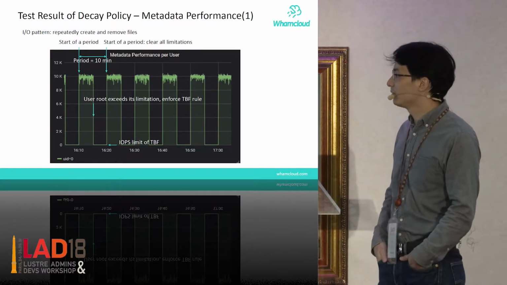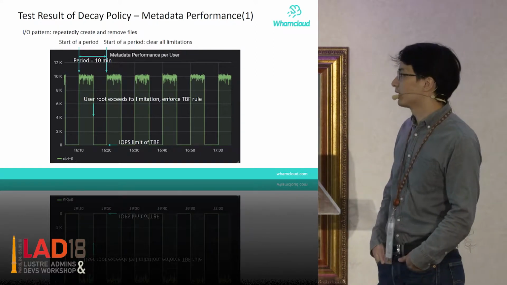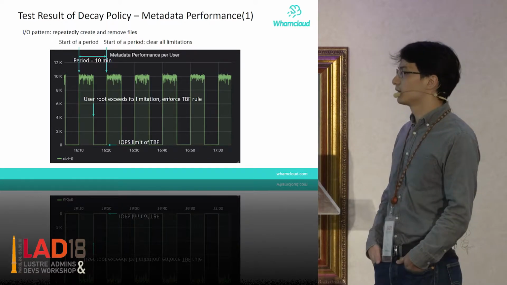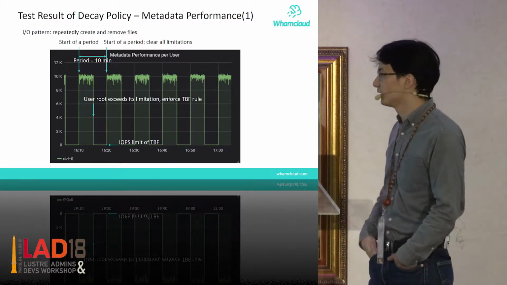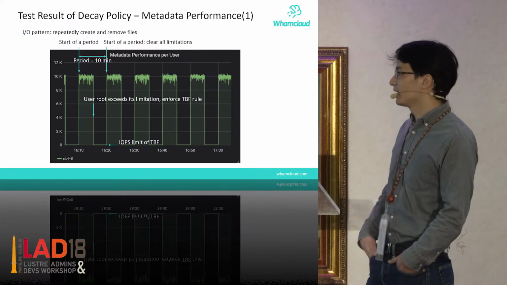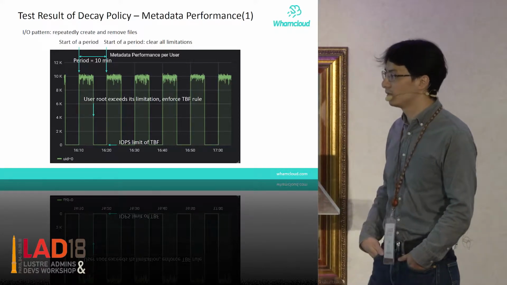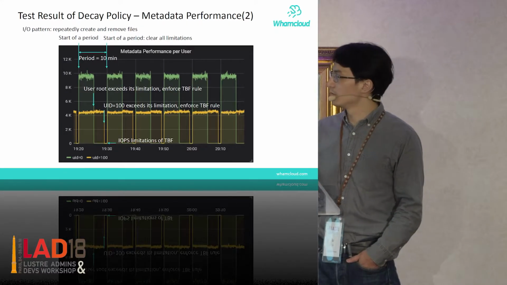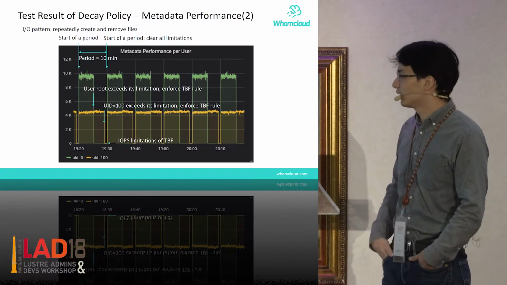So here is the result for the MDT performance. It's a similar idea, right? The time period is 10 seconds, and at the start of the time period, there is no TBF limitation, and when you go over the limitation of IOPS, the performance will be decreased by the TBF limitation. And here is the result of two users running together. The result is similar.